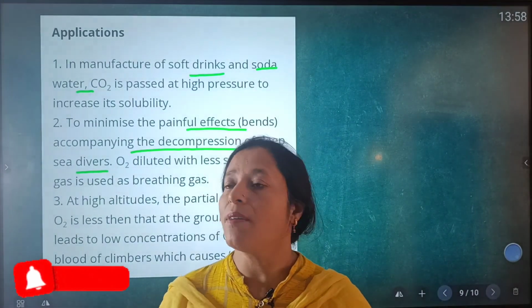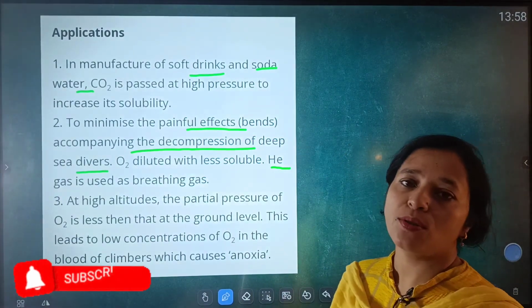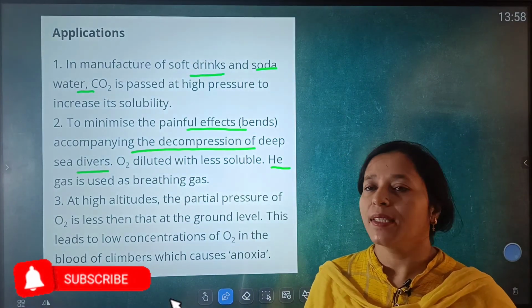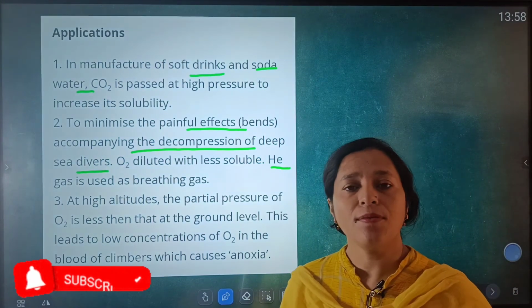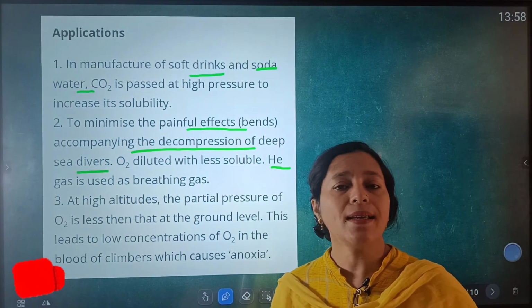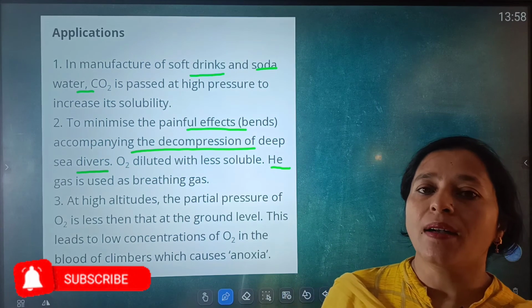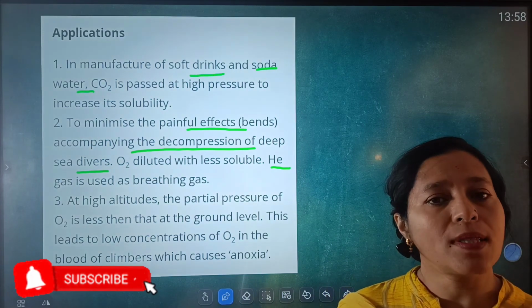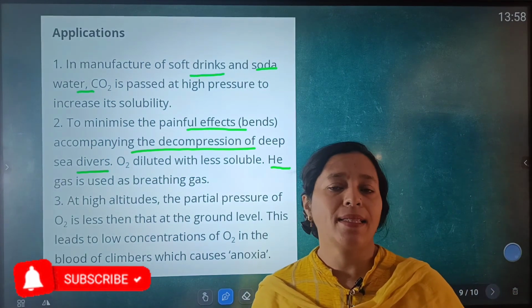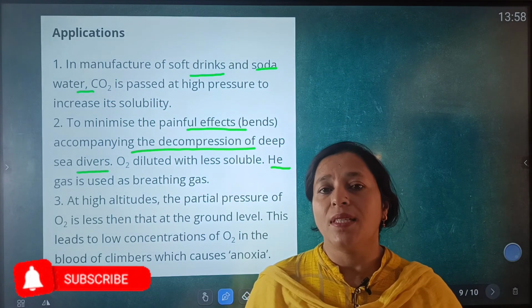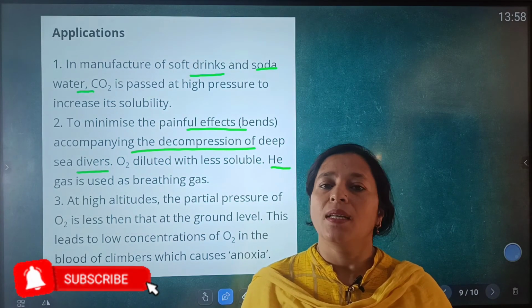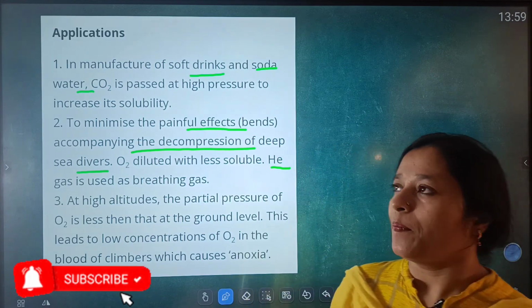The third application of it is, at high altitudes, the oxygen level decreases, and sometimes the mountaineers suffer from anoxia. Anoxia is the attack on some part of the body due to the lack of oxygen. Sometimes it gets corrected, the patient recovers soon, but sometimes if it is for a long duration of time, it is very fatal for them.